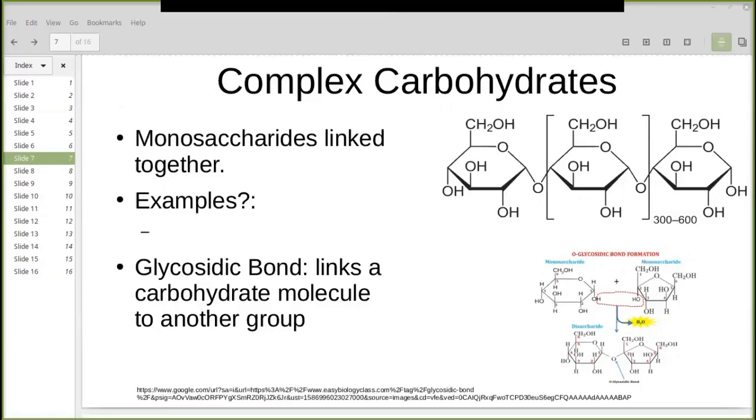Can somebody give me an example of a complex carbohydrate? What would be a common example that you'd often find in everyday life? How about Kira? What do you think? I'm sorry, can you say it one more time? Because it's breaking in and out from my side. What would be an example of a complex carbohydrate?